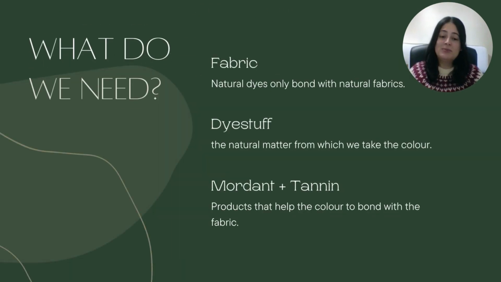What do we need to natural dye? We first are going to need a fabric, and natural dyes only work with natural fabrics. I'm going to explain later what a natural fabric is. Then we're going to need the dye stuff, which is the natural matter from which we're going to take the color. And we're also going to need two things, a mordant and a tannin. These are products that help the color to bond with the fabric.